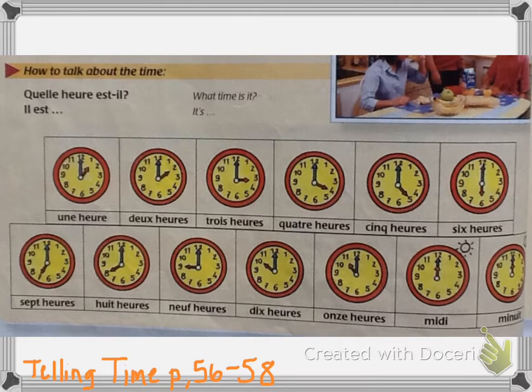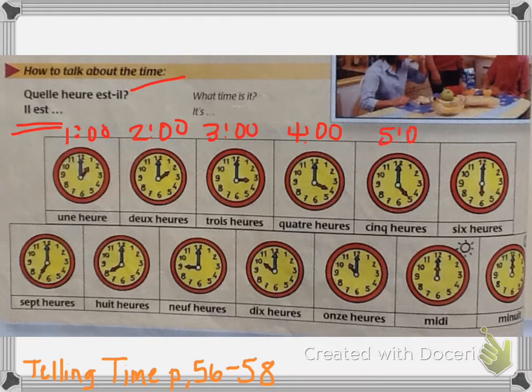So again, here we see the question for what time is it. S'il vous plaît, répétez: quelle heure est-il? Quelle heure est-il? Remember, all times in a complete sentence start with il est. So again, this is 1 o'clock. Here's 2 o'clock, 3 o'clock, 4 o'clock, and so forth.